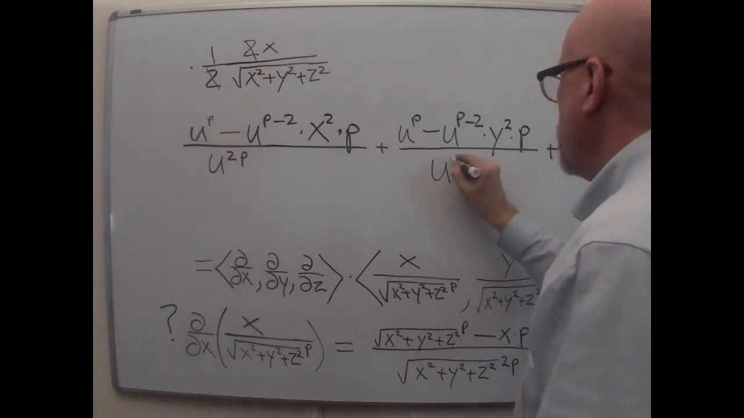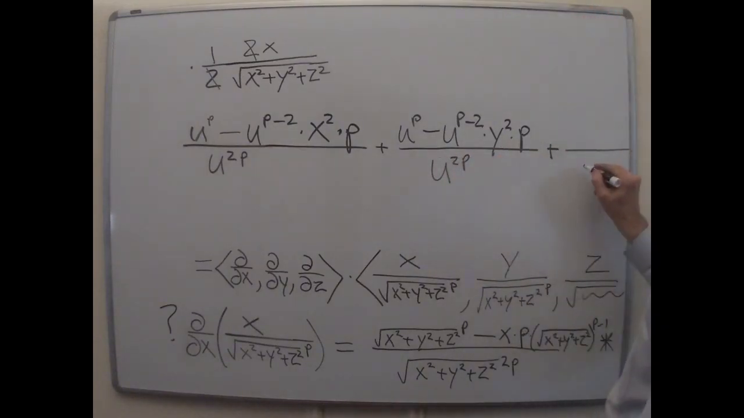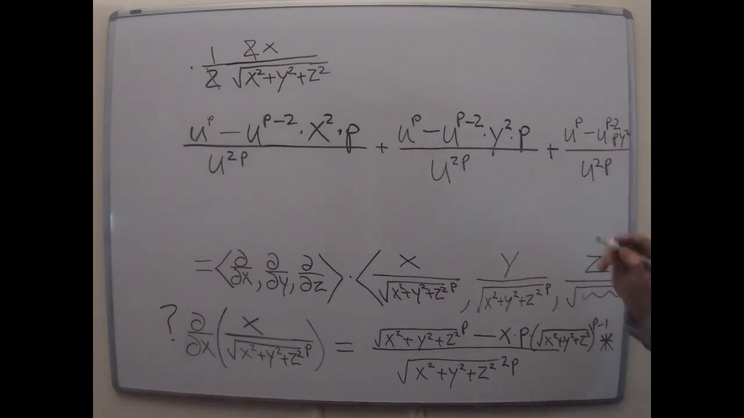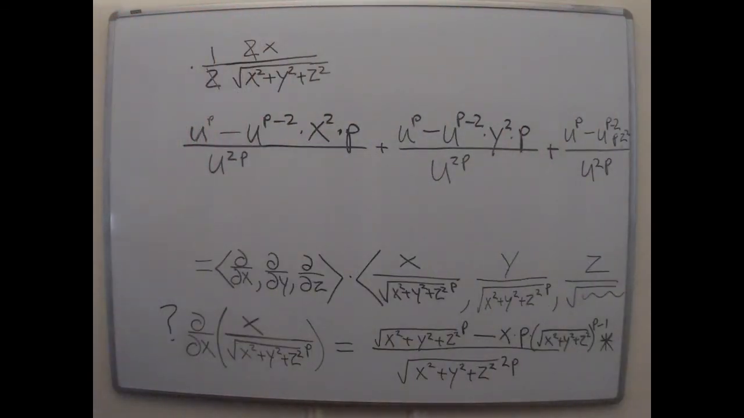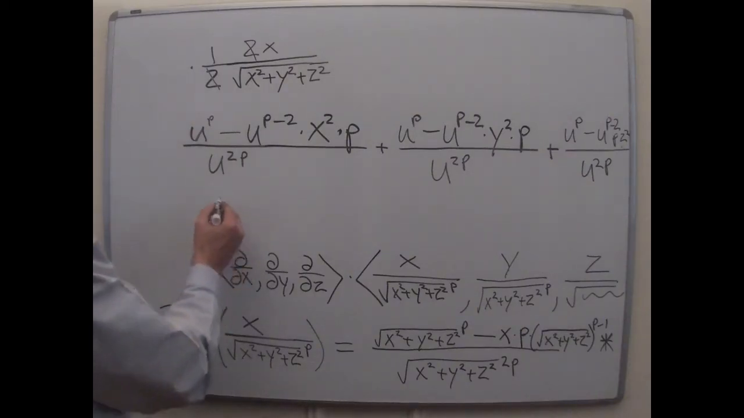This would have u to the 2p in the bottom, so with this one. And then they'd have u to the p minus u to the p minus 2. Keep running out of space. There's a p and a y squared in there as well. Z squared, sorry, we're at the z level now. You can start to see, well, now you can see, in fact, where the 3 comes from.